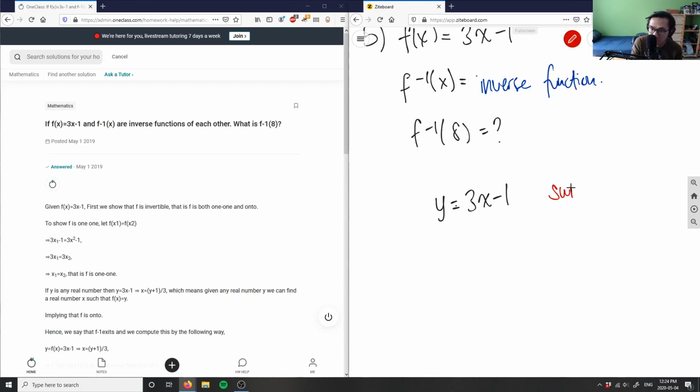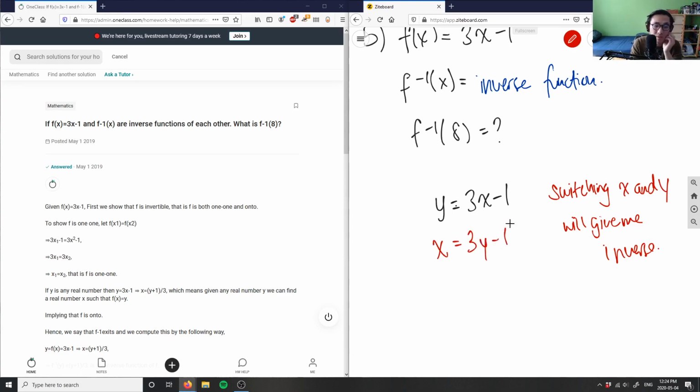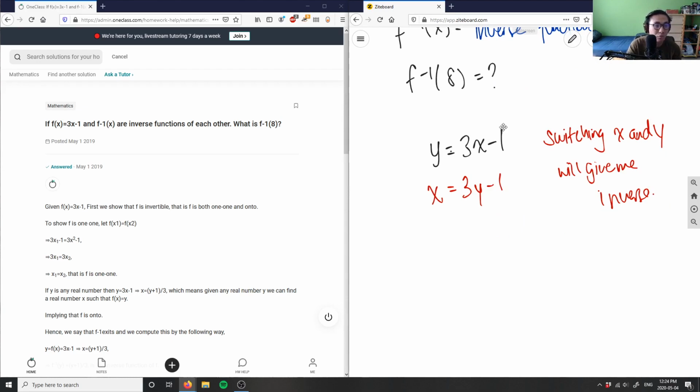So switching x and y will give me the inverse, right? So let's do that. If I flip it, I would get x on this side and 3y minus 1, right? So this here would be, if I flipped both my variables, the inverse function, f of negative 1, and all I'm going to have to do is rearrange for y, right? I'm going to algebraically rearrange for y here.